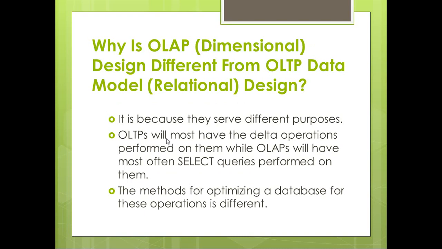But before I get into the example, why is OLAP design different from OLTP design? Why do they design OLAPs differently from OLTPs? It's because the OLAPs serve a different purpose. OLTPs tend to have more delta operations, or insert, update, and delete operations, performed on them, while the OLAP will have more select queries performed on them. Therefore, the way you design them will impact their speed, due to the different operations that are more likely to be performed on them.